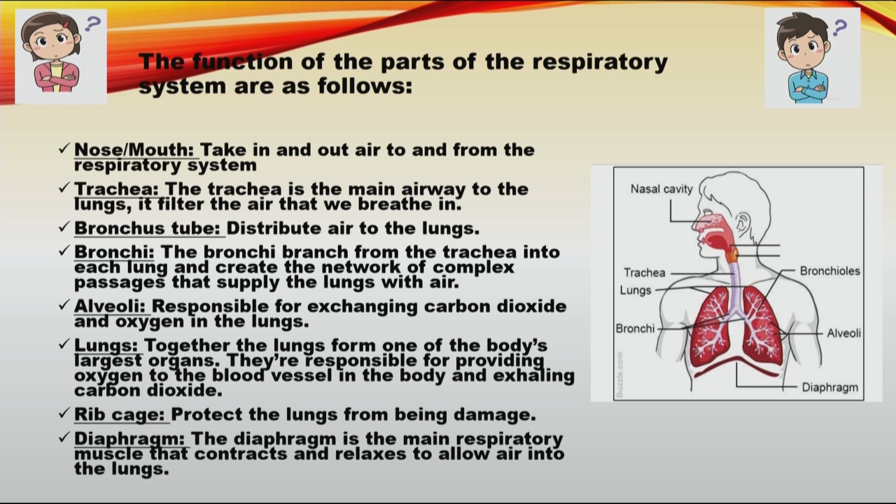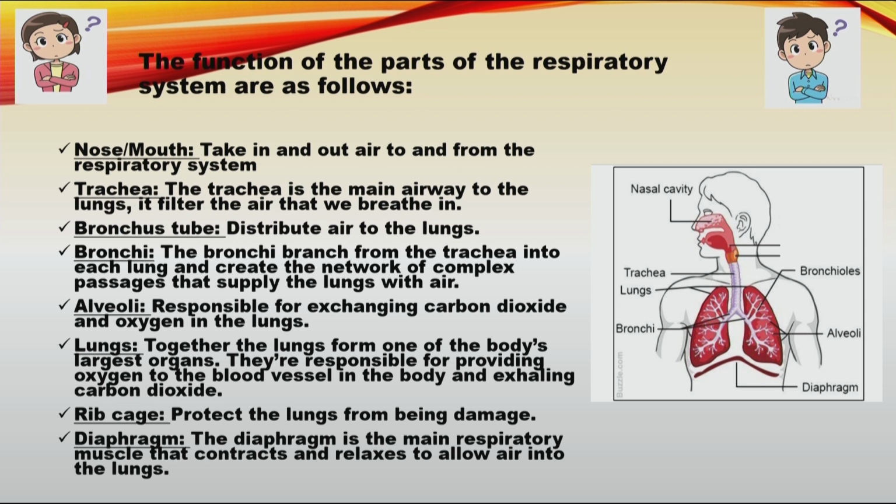We have the bronchi. The bronchi are responsible for creating the network of complex passages that supply the lungs with air. Then we have the alveoli. The alveoli exchange carbon dioxide and oxygen in the lungs. We have the lungs themselves. The lungs are responsible for providing oxygen to the blood vessels in the body and exhaling carbon dioxide.